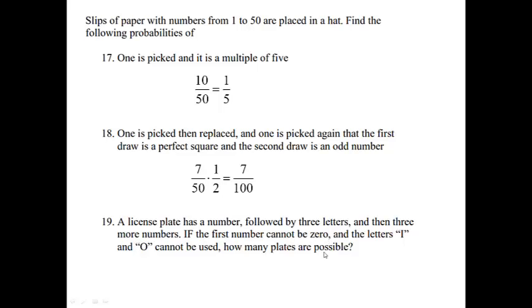Okay, a license plate has a number followed by 3 letters and then 3 more numbers. If the first one cannot be 0, and the letters I and O cannot be used. So for the first one, there's 9 possibilities if we can't use 0. And if we can't use I's and O's, there's 24 times 24 times 24 because there's 26 letters of the alphabet. And then there's 3 more numbers. Then there's 0 through 9, which is 10 choices, 10 choices, 10 choices. And your final is 124,416,000.